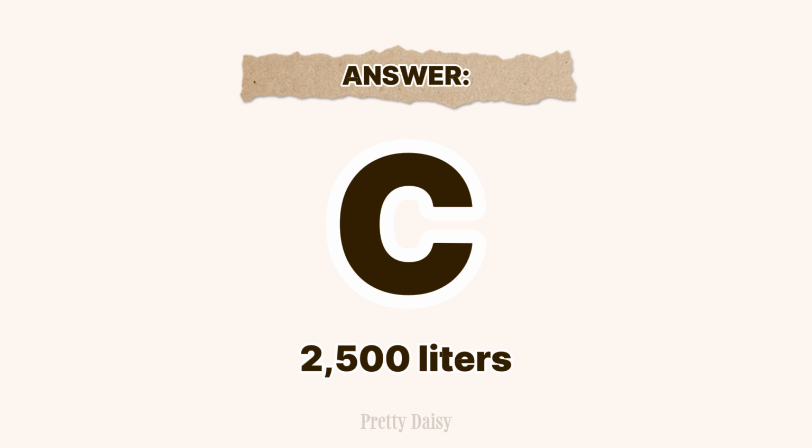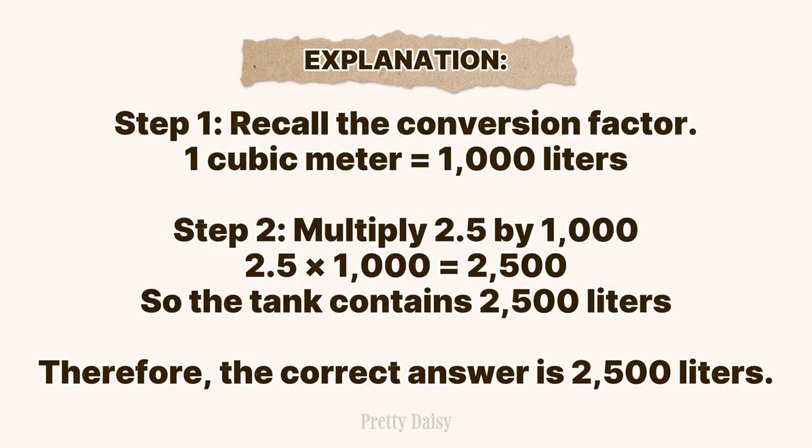Answer: C. 2,500 liters. Step 1. Recall the conversion factor. 1 cubic meter equals 1,000 liters. Step 2. Multiply 2.5 by 1,000. 2.5 times 1,000 equals 2,500. So, the tank contains 2,500 liters. Therefore, the correct answer is 2,500 liters.